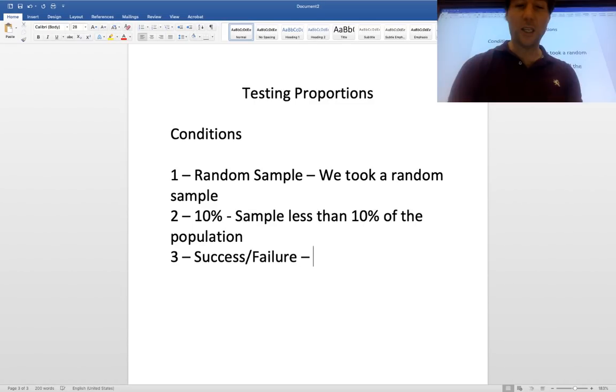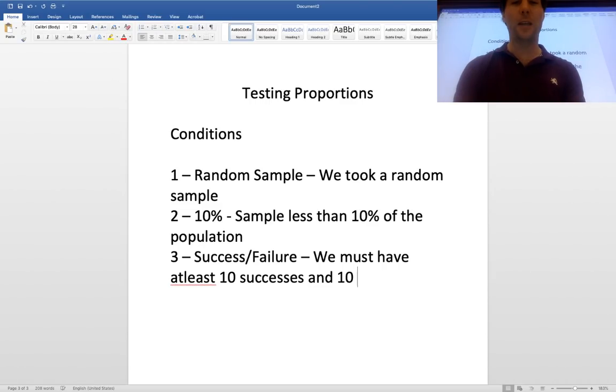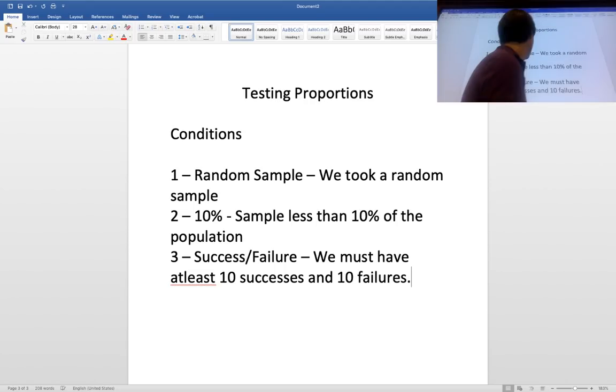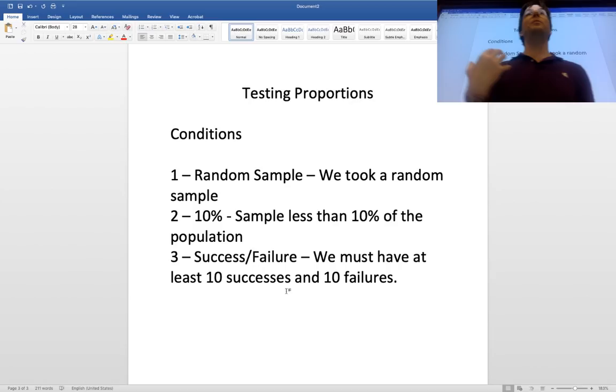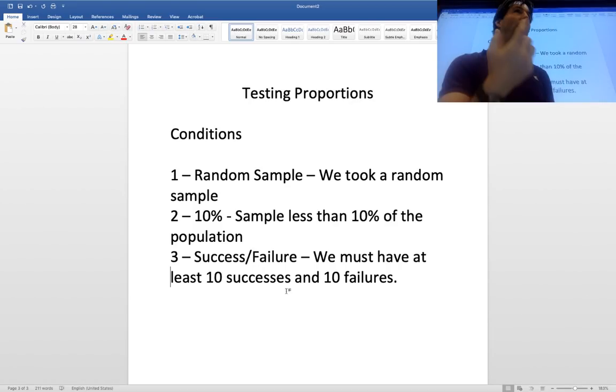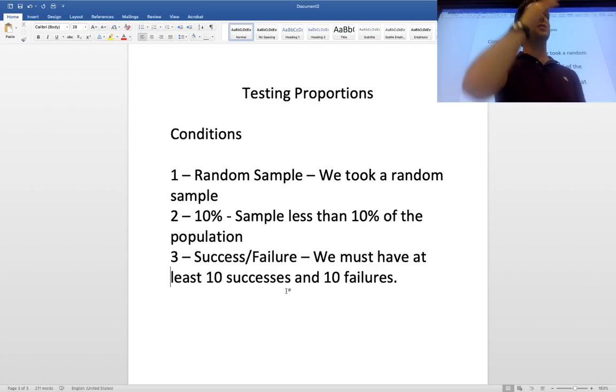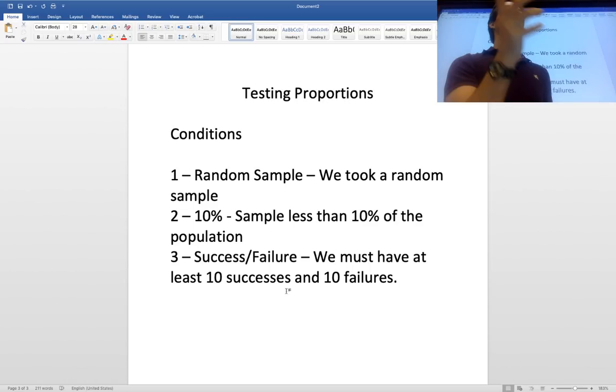And the success-failure condition is we must have at least 10 successes and at least 10 failures. And this can be done via a few different formulas. The formula we would use for a test is np naught, nq naught. The formula we'd use for a confidence interval, which is from the last test, is np hat, nq hat. The formula we'd use for sampling distributions is np, nq.